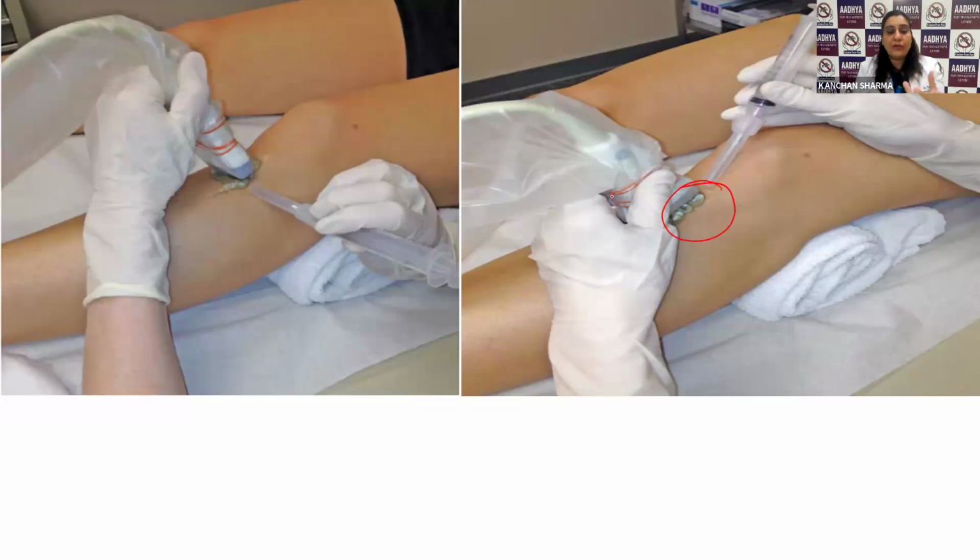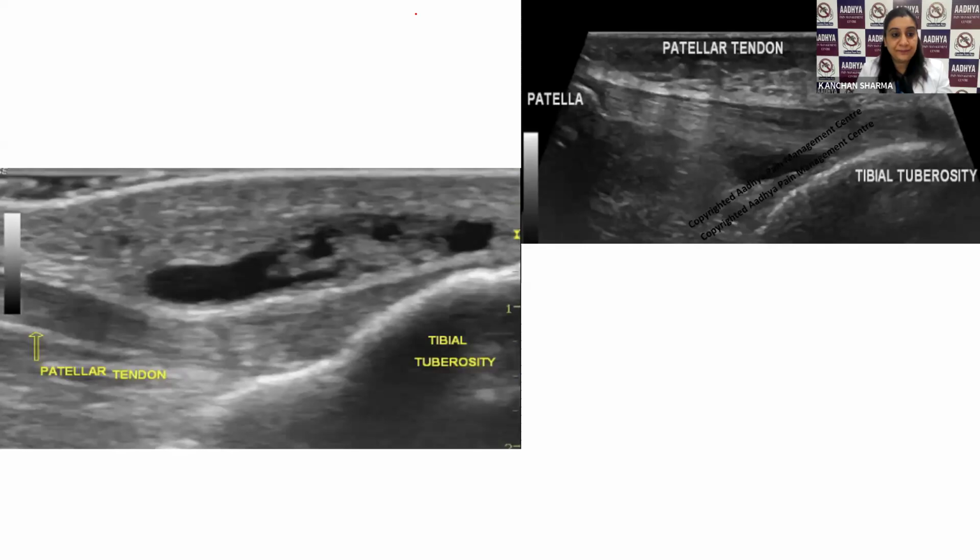So you can go for local with steroid. You can go in plane in the longitudinal axis, or you can go in the short axis in plane. If you ask my preference, this is the one which I prefer, because in this condition the needling is very difficult. I do not want to trouble myself so much when things can be very easy, and that's the reason I go for this short axis, in plane approach.